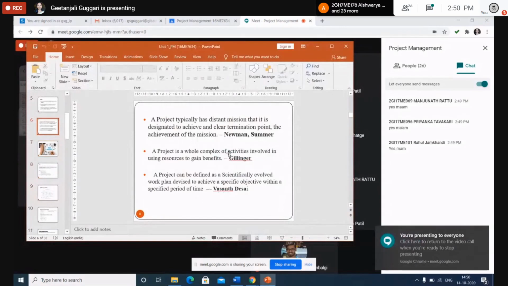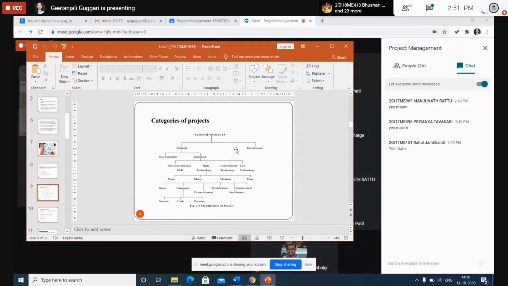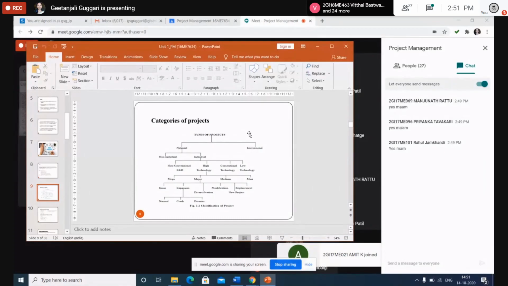So the definitions of a project and project management. Later we have studied the categories of a project, that is the classification of the different projects, national, international, till the disaster projects. For each classification we have given an example during the discussion and we have discussed all in detail. So define project and categories of a project can also be one question.